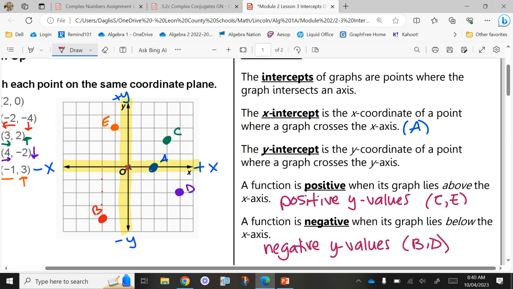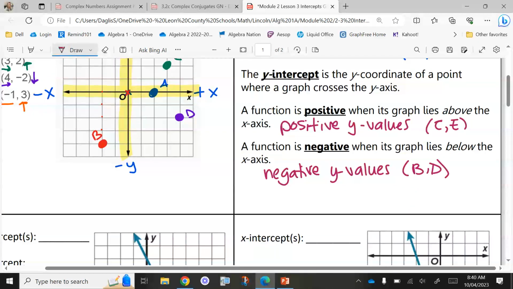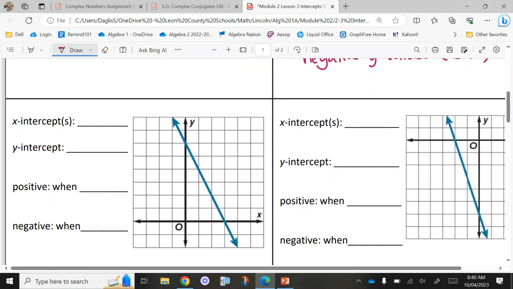Ready to do some? Yeah? Okay. Here we go. So my first one is a line. Okay. Do I have an x-intercept? Does this line cross the x-axis? Yes. Where is that happening? Looks like it's at 3. Good. So an x-intercept is when x equals 3.